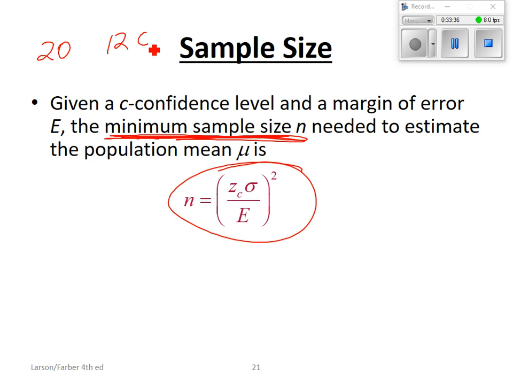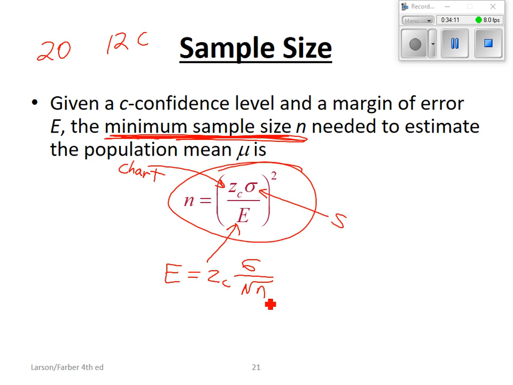And this is the formula for that. Your critical value there, again, just comes from your charts. Your sigma, you're probably normally going to put S in its place. Then the margin of error comes from the formula. Sorry, I couldn't remember it for a second.